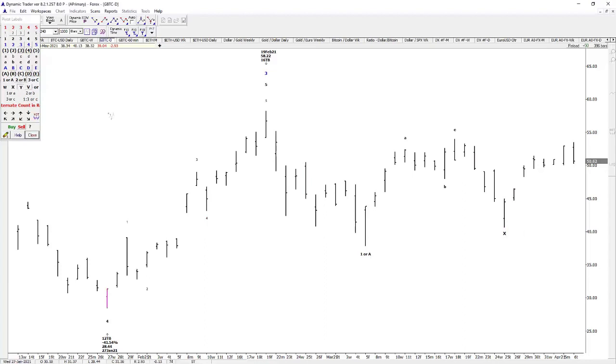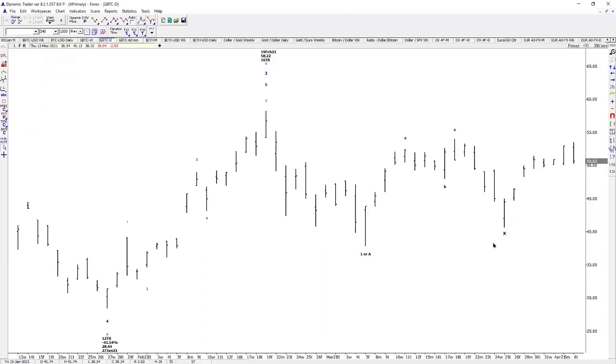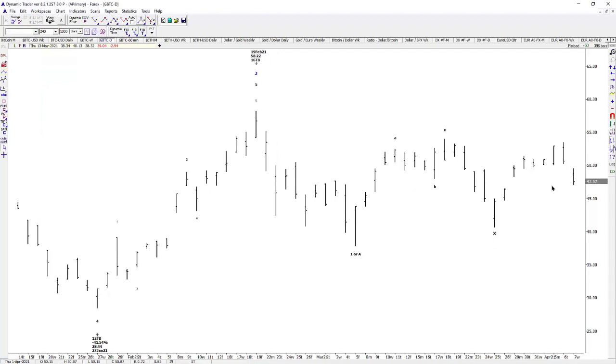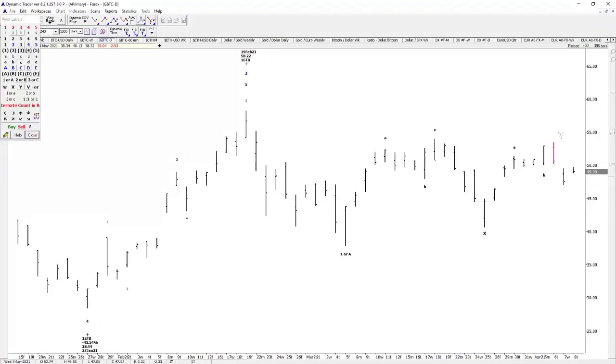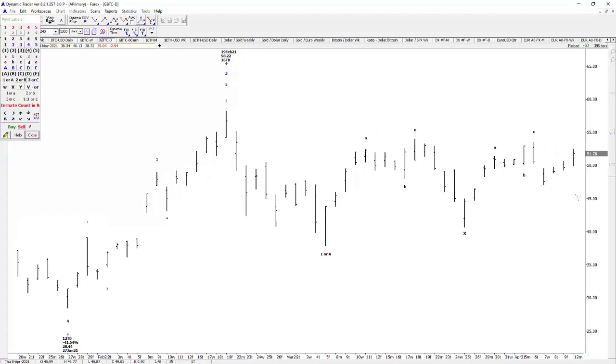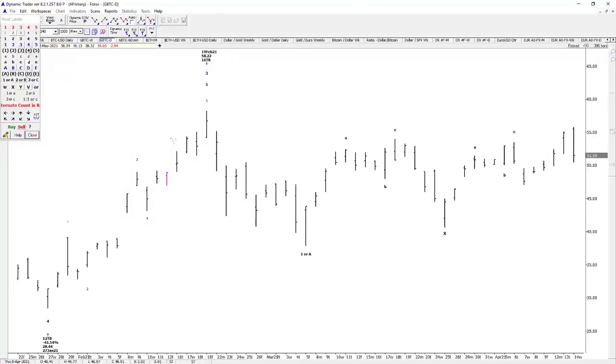Now, they could be connected by X waves, for instance. And if this is the case, an ABCX, we would probably make another ABC. Maybe it's done. Let's just see. Nope, not quite. So what is this? This would be.